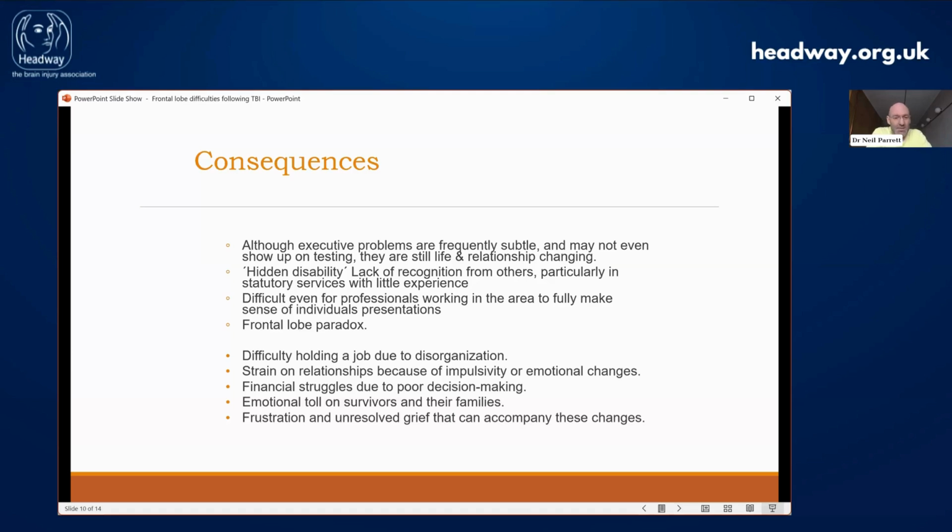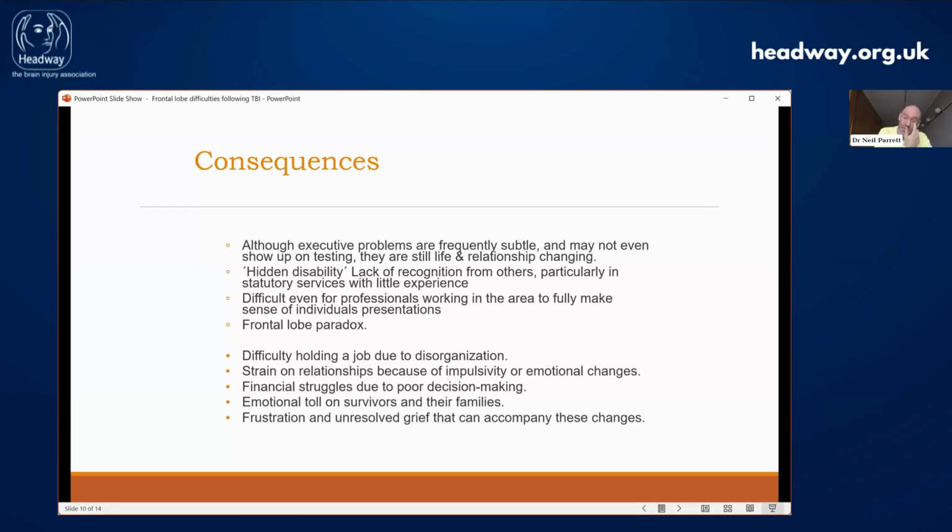And that brings me on to a term that we often use called the frontal lobe paradox. This is where an individual gives a good verbal account of themselves, can be incredibly convincing, but in the moment, under pressure, are unable to follow through with what they say they can do. And this is incredibly important, and as I say, one of the reasons why this is considered a bit of a hidden disability.